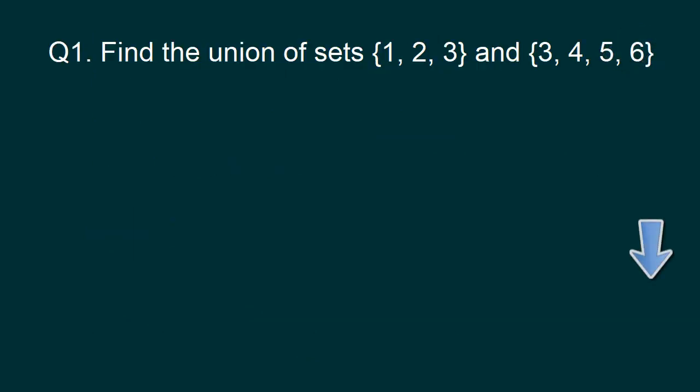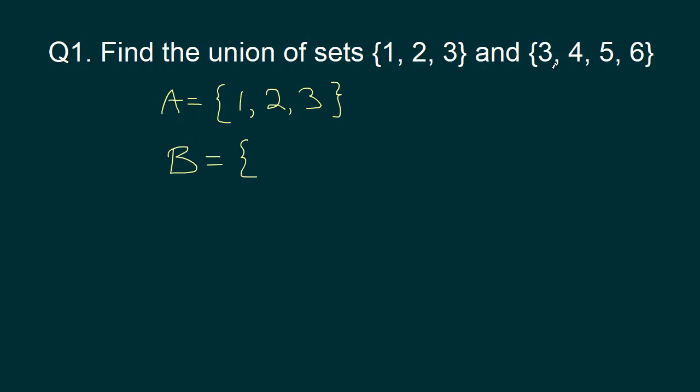Let's go ahead and take a look at the first question. So here we have been given two sets. So let's call the first set as A. So let's write this as A equal to 1, 2, and 3. So set A contains 1, 2, and 3. And let's say our set B contains 3, 4, 5, and 6. So let's write 3, 4, 5, and 6. So we have these two sets and we have to find out the union of these two sets.